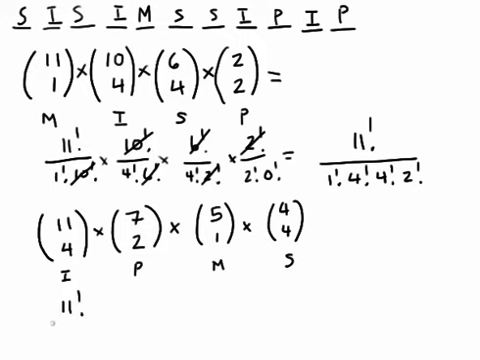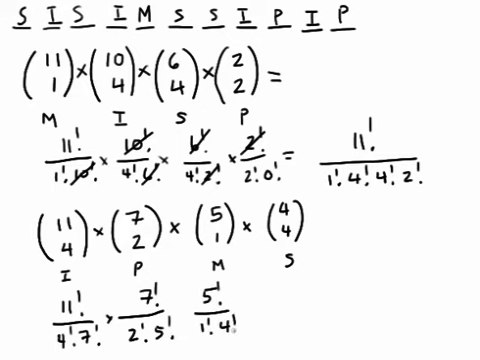11 choose 4 is 11 factorial over 4 factorial 7 factorial. 7 choose 2 is 7 factorial divided by 2 factorial 5 factorial. 5 choose 1 is 5 factorial over 1 factorial 4 factorial. And 4 choose 4 is 4 factorial over 0 factorial 4 factorial. We're going to multiply those together, and what do we get? Well, the 7 factorial cancels that 7 factorial. The 5 factorial cancels the 5 factorial. And the 4 factorial cancels that 4 factorial.